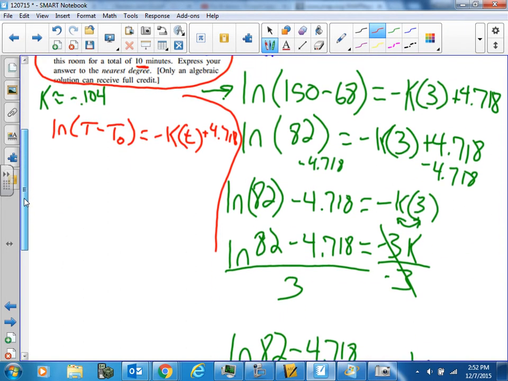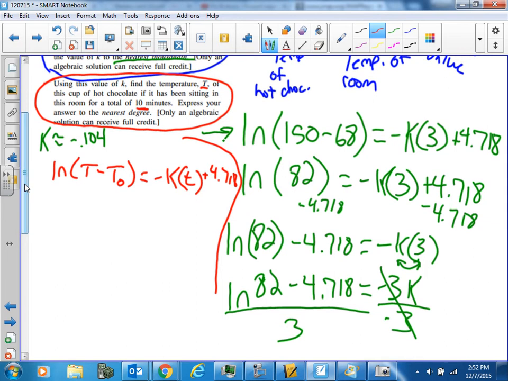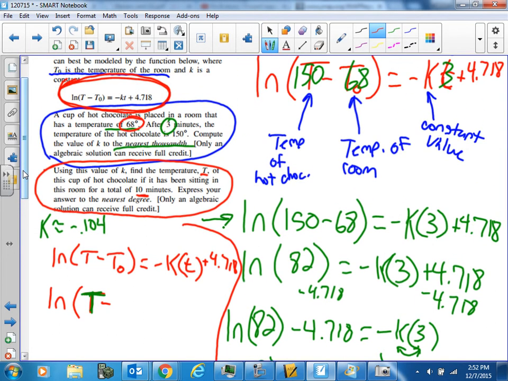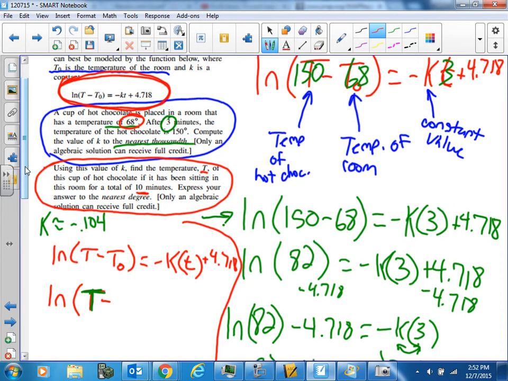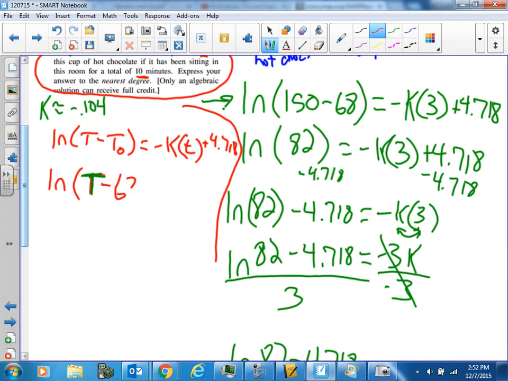All right, so now we're looking for big T. So we need to do the natural log of T. That's the one we're looking for. So I'm actually going to do that in green because that's the one we're actually looking for. We know what the temperature of the room is because it said that in the first part, 68 degrees. So we have big T minus 68 equals, now we have our value for K. So I'm going to put negative 0.104 times 10. We have 10 minutes.